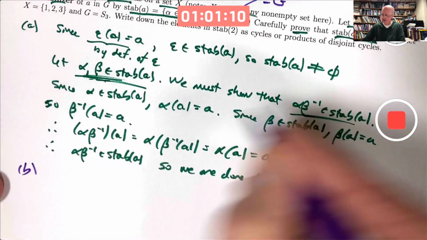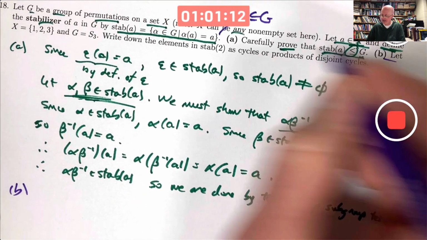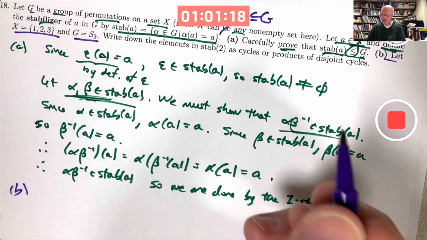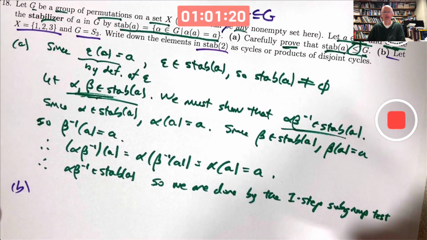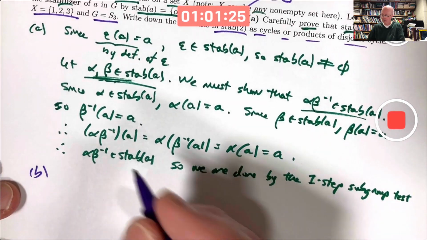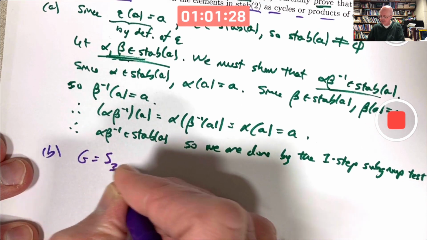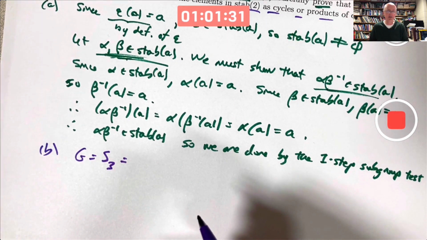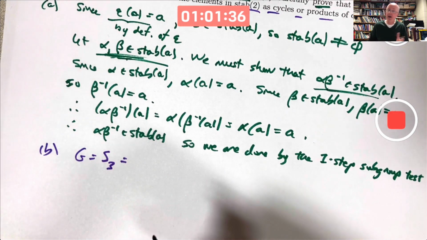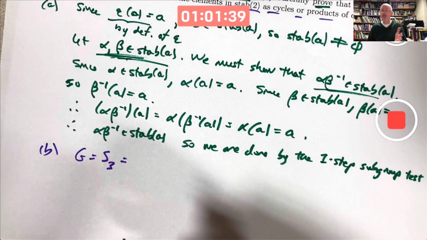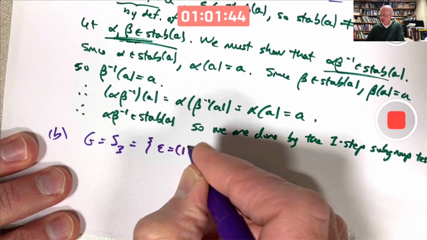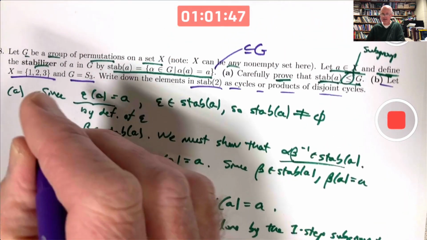Part B, let X be this set of three numbers and G be S3, the symmetric group on three objects. Write down the elements in the stabilizer of 2 as cycles or products of disjoint cycles. G is S3. Turns out it's got 3 factorial elements, 6 elements. S4 has 4 factorial, 24 elements. S5 has 5 factorial, 120 elements. We could represent these elements as, well, there's epsilon, which we can write in cycle notation like that, because X here is this set 1, 2, 3.